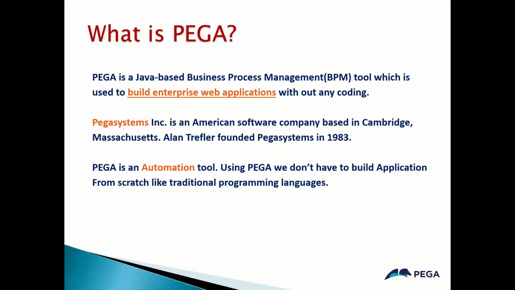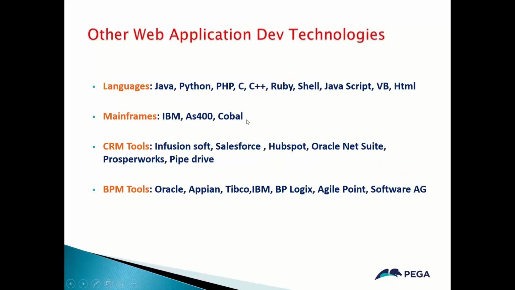And if you see in the market, some technologies are there in different parts, different phases. Some are languages, some are CRM tools, some are BPM tools. The common thing in all these is that they can be used to develop small applications to enterprise applications. But the difference in every technology is that the internal process will be different. The way they develop applications in each technology will be different. Some are automation tools, some are programming technologies, some are middleware technologies, some are CRM technologies. So the environment and the development procedure are different in every technology.